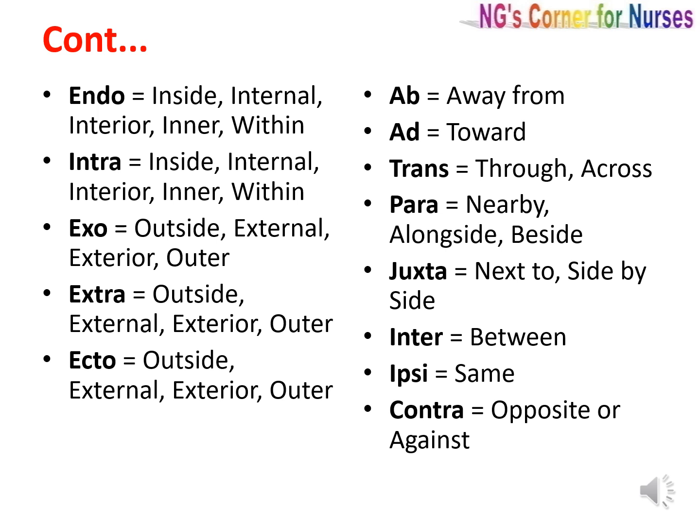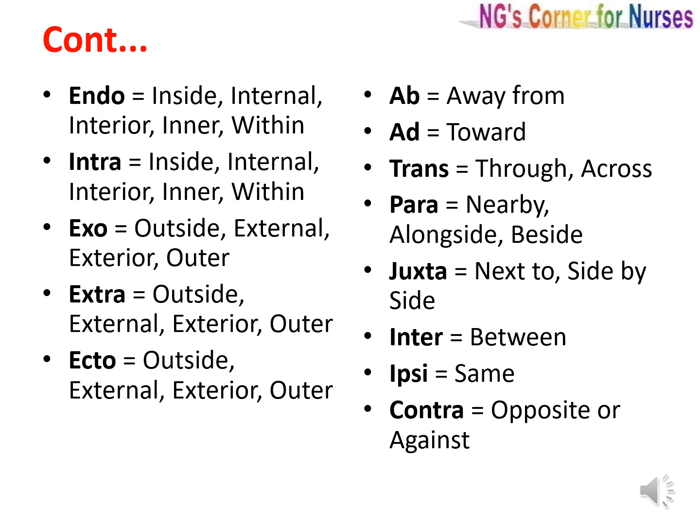Next is exo. Exo means outside or external. We know the word exogenous, that means growing or originating out of the body. Next is extra. Extra also means outside, external or exterior or outer. As example, we can say extracellular, that means outside the cell. Next is ecto. Ecto also means outside or exterior. As example, we can say ectopic pregnancy, where the embryo implants outside of the uterus.